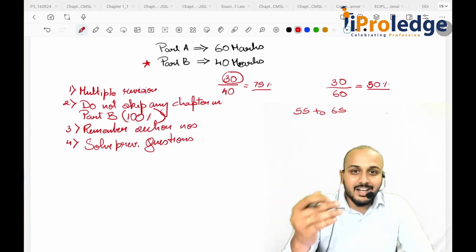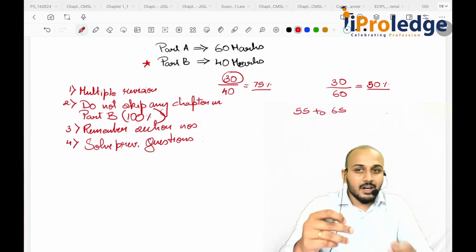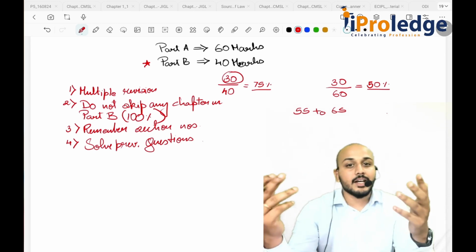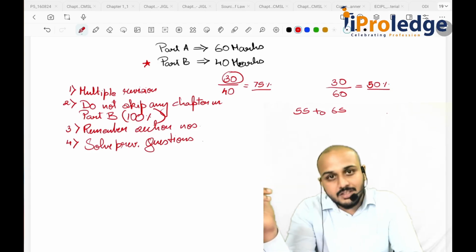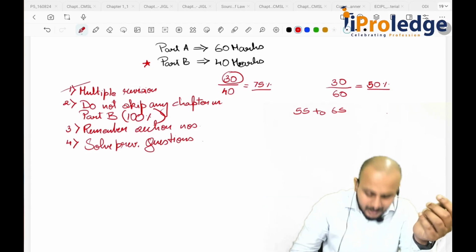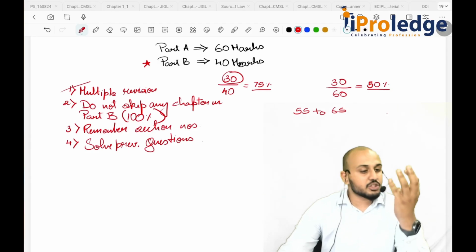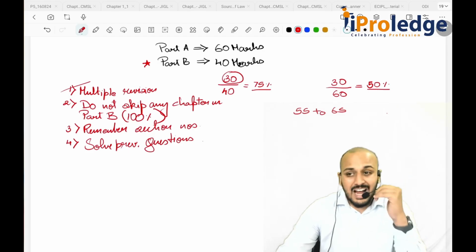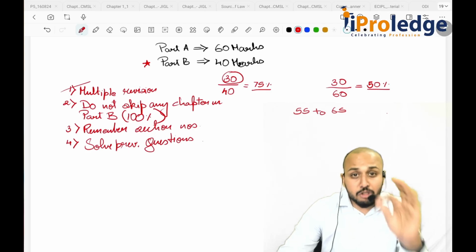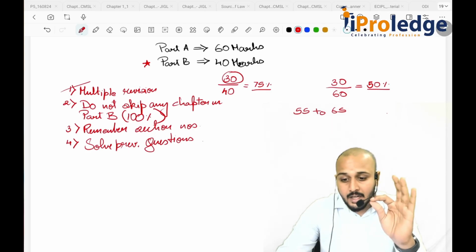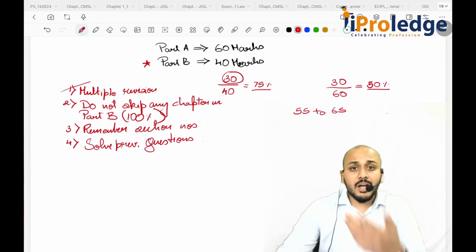You cannot blindly open the book and just start studying. No, it does not work like that. Of course, you need to complete the syllabus, but there is a step-by-step process that you need to follow. You need to have multiple revisions. You need to remember section numbers. You need to solve previous year questions. And most importantly, once you enter the examination hall, you should know what your game plan is for that particular day. What do I mean by game plan?